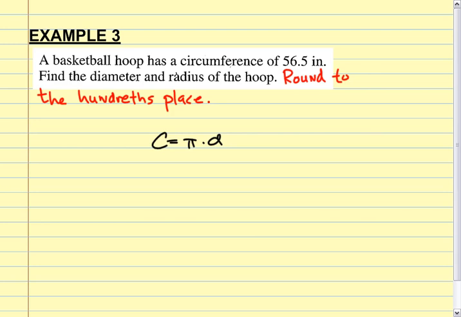Now let's fill in what we do know. Okay? Let's fill in what we do know. Barrett, do we know anything? We know the circumference. They said it's 56.5 inches. So I'm going to put, in place of C, 56.5, because I already know it. Hang on. Now what else can I put in there? I can put pi in there.